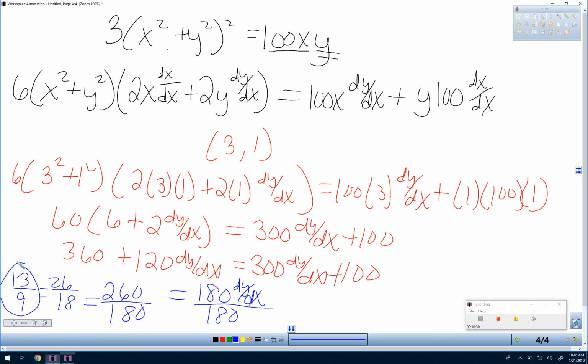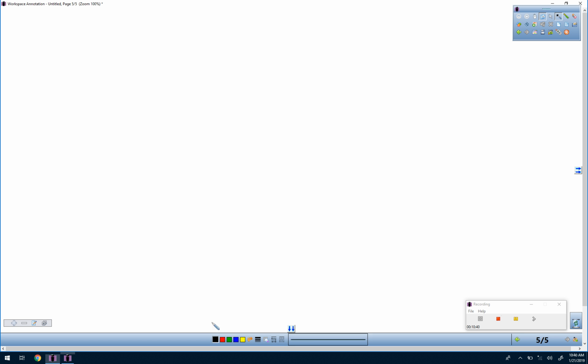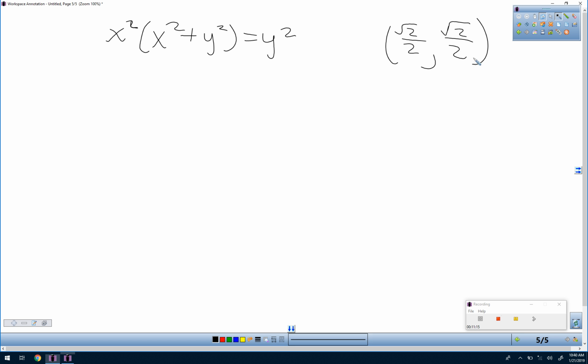All right, let's look at one final one. Let's say that I wanted you to find the tangent line to the graph of this function, x squared times (x squared plus y squared) equals y squared, at the point radical 2 over 2, comma, radical 2 over 2, which hopefully with these squares will help clean it up a little bit.